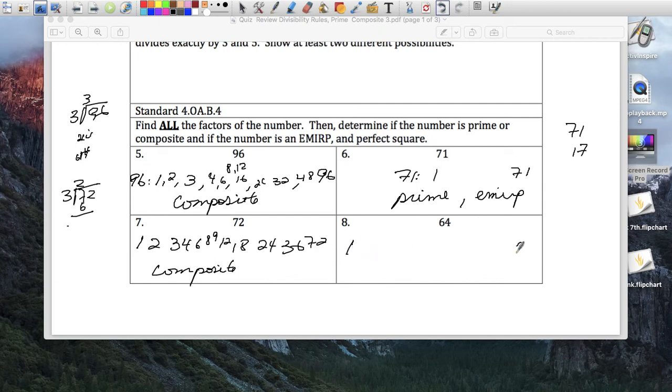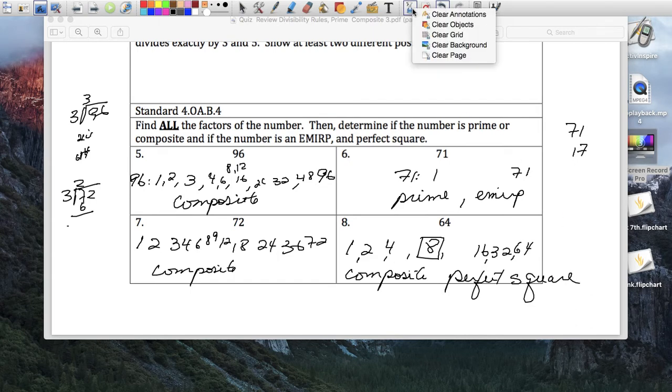64. 1 and 64. 2 and 32. 3, no. 4, yes. 4 and 16. 5, no. 6, no. 7, no. 8 and 8. Okay, 8 times 8, 64. So 9, no. 10, no. 11, no. 12, no. 13, 14, 15, 16. Okay, so this is a composite for sure. More than two factors. It's not an IMERP, but it's definitely a perfect square because of this guy right here. 8 times 8 gives you 64.